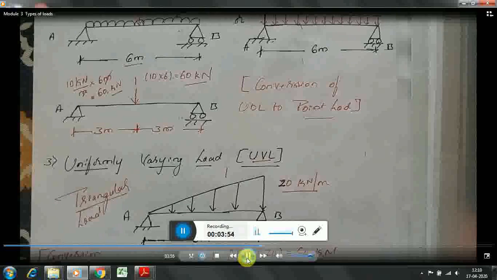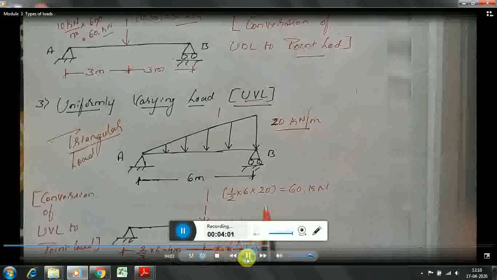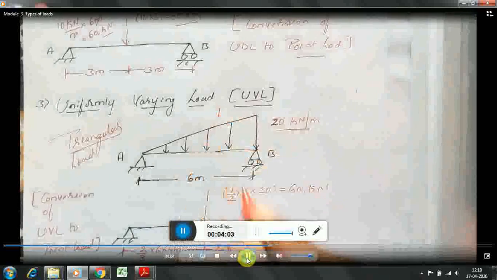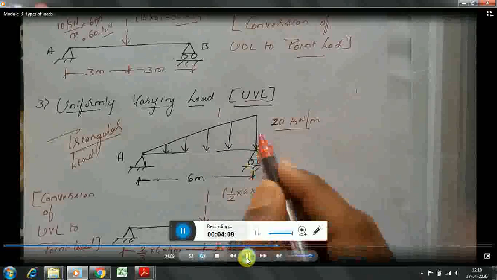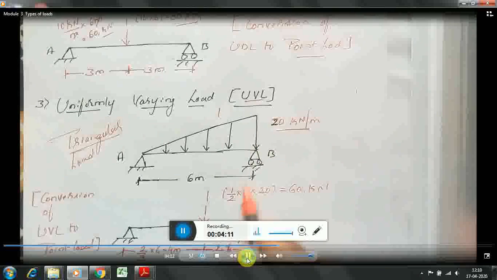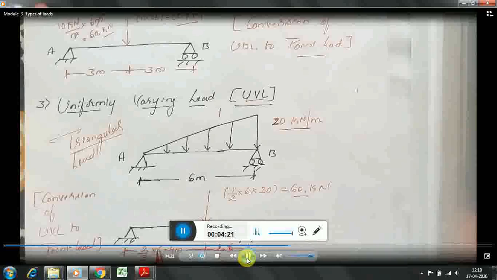Again, this uniformly varying load can be converted into a point load. How can we do that? I have just demonstrated here. The area of a triangle is half into base into height. Now if I take this triangle, half, the base of the triangle is 6, the height of the triangle is 20 kilonewton per meter. So if I simplify, it will be equal to 60 kilonewton.